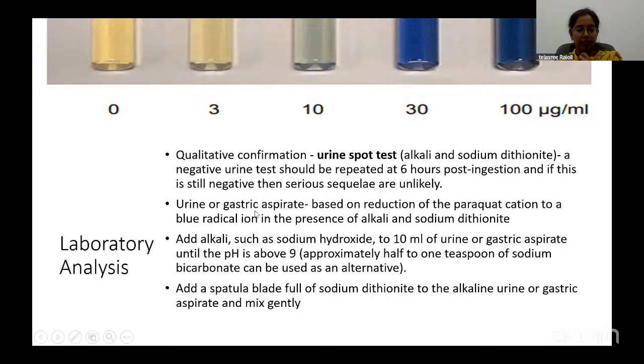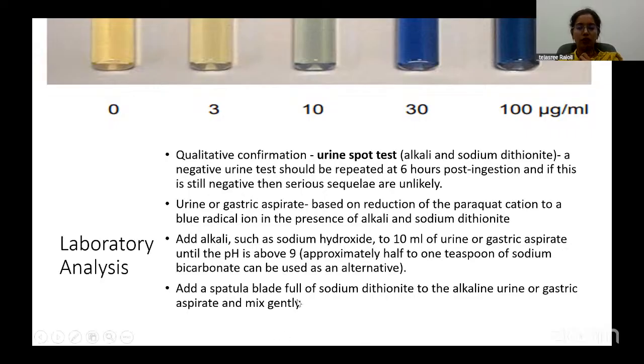Urine and gastric aspirate have to be taken. The test is based on the reduction of the paraquat cation to the blue radical ion in the presence of alkali and sodium dithionite. That is the principle of it. The paraquat ion will change to blue color when there is an alkaline medium and dithionite present in the urine or the sample. So first we need to add alkali, that is sodium hydroxide or sodium bicarbonate. Usually it is added to 10 ml of urine or any of the sample. You have to make the pH above 7 prior to adding the sodium dithionite.